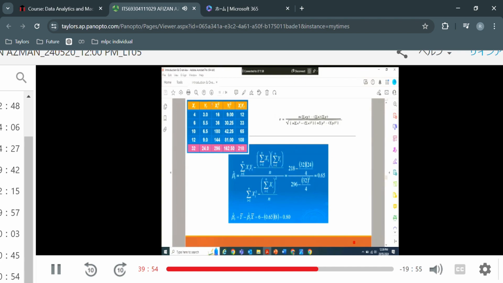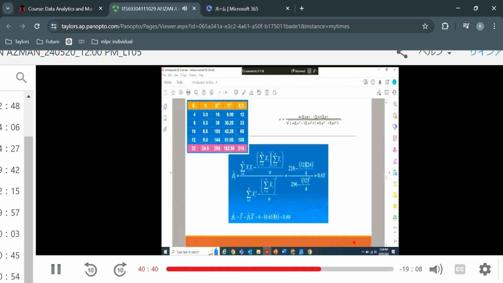This table, anyone have a problem? Raise your hand. Then I'll have a one-to-one session with you. The x and the y are given to you. You have to calculate the x squared. So 4 squared is 16, 6 squared is 36, 10 squared is 100. I'm not teaching you mathematics. Then the x multiply y column is 4 multiply 3, you get 12, and so on. Then you do the summation, because everything here is with summation. So summation of x is 32, summations of y is 24, summations of x squared is 296, summations of y squared is 162.5, and summations of x multiply y is 218.